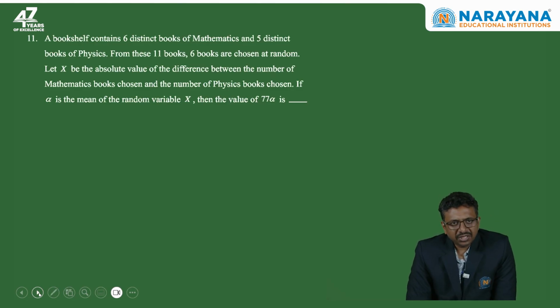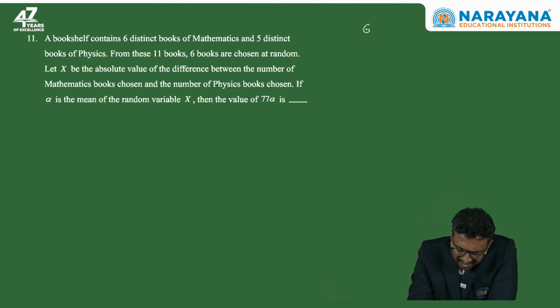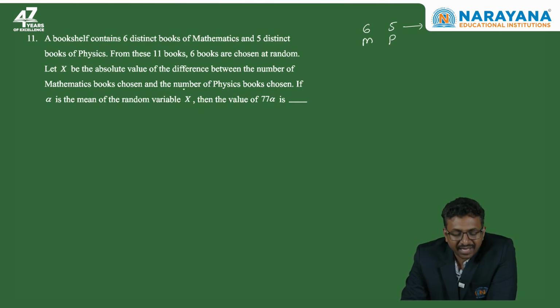So, if you go to the next question, a bookshelf contains 6 distinct mathematics and 5 distinct books of physics. So, 6 maths books, 5 physics books. From these 11 books, 6 books are chosen at random. X is the absolute value of the difference between the number of maths books and physics books. So, maths, physics. So, 6 books are taken.